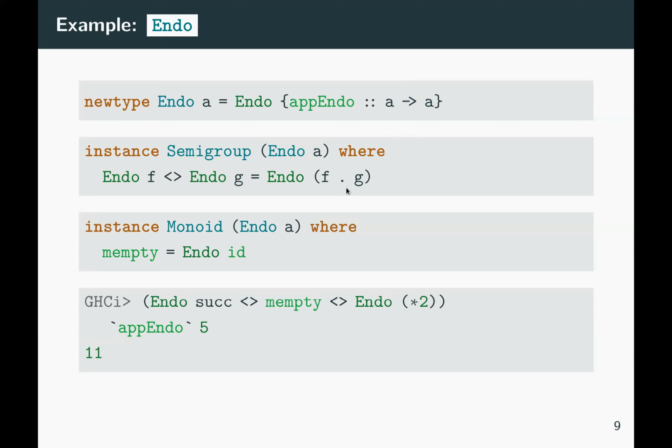Was there a question? No. Okay. So that's an endomorphism. So endomorphisms are a semigroup. And of course, we have a monoid instance as well, because the identity function is the neutral element. If you compose with the identity function on the left or on the right, it doesn't change anything.